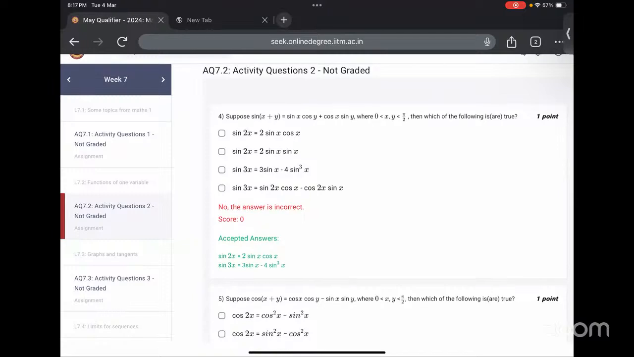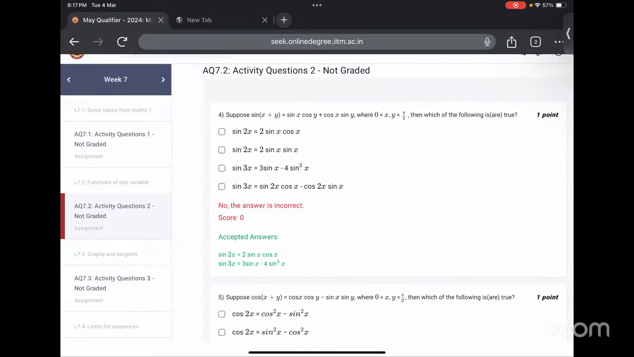And the fourth one, option 3, I'm not able to understand, madam. 1 is okay. Fourth one, option 3. Yes. Okay. So I will give you a hint and I will wait for some time. You just try to compute it.